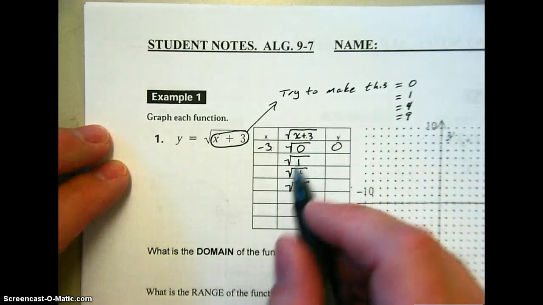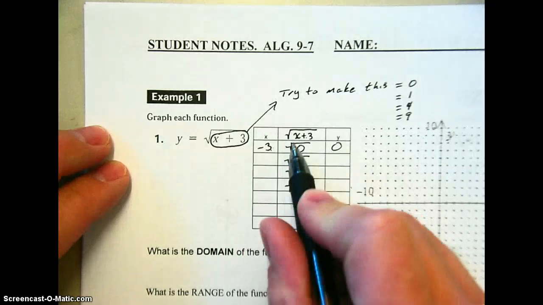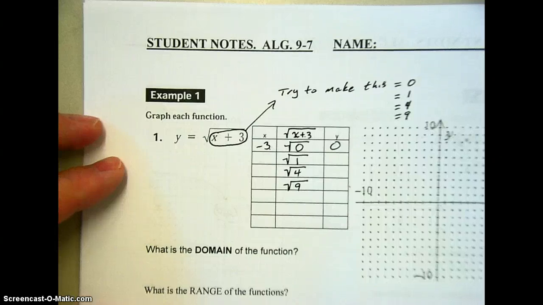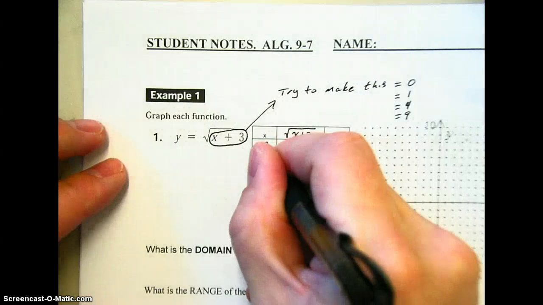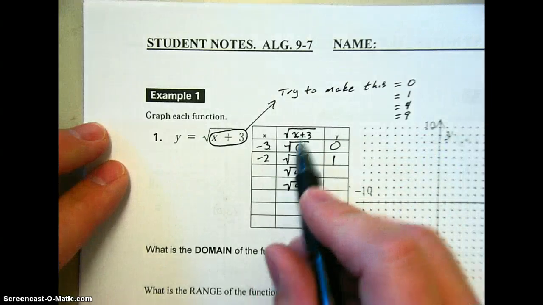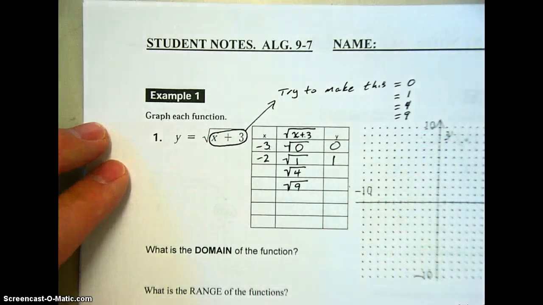Okay, and then go ahead and fill out the next one. What plus 3 is going to make 1? Okay, volunteer. What plus 3 makes 1? Yeah, it should be -2. And square root of 1 is? 1. Okay, everyone figure out the next two. What plus 3 makes 4? What plus 3 makes 9?